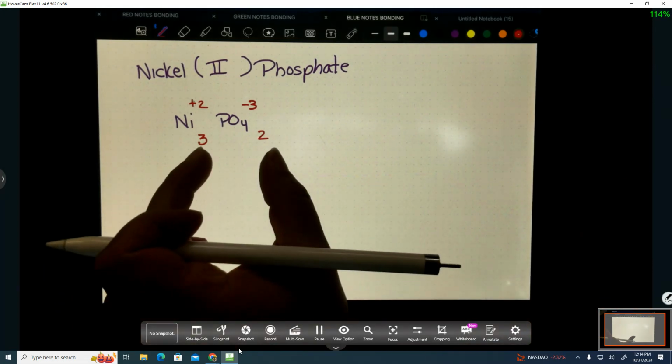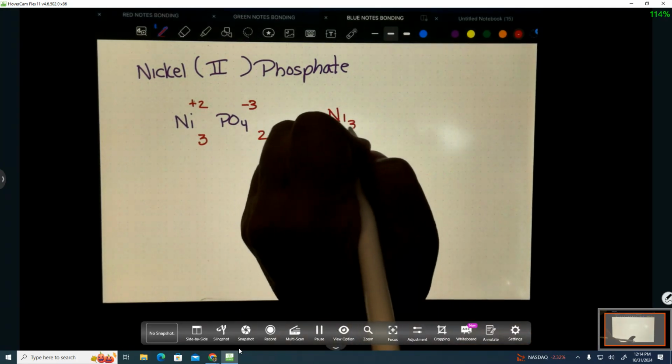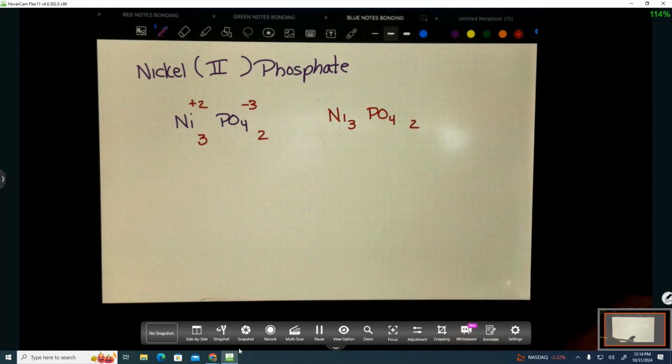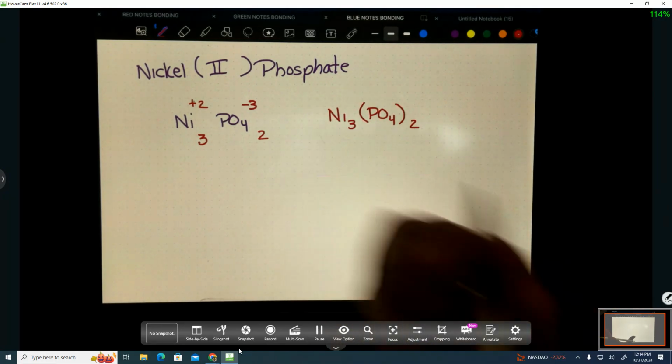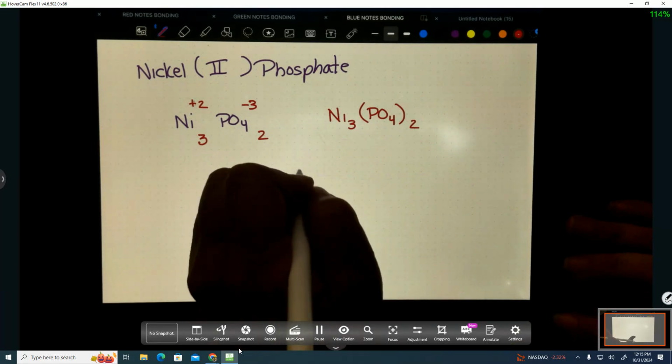Can I reduce the 3 and the 2? Nope. So we end up with Ni3PO4 2. Am I done? Yeah, there's multiple of this, so I'm going to put it in parentheses. Don't forget, if there's more than one polyatomic ion, you have to put that in parentheses. Otherwise it looks like there's 42 oxygens, and we don't have 42 oxygens. We have 2 PO4s.